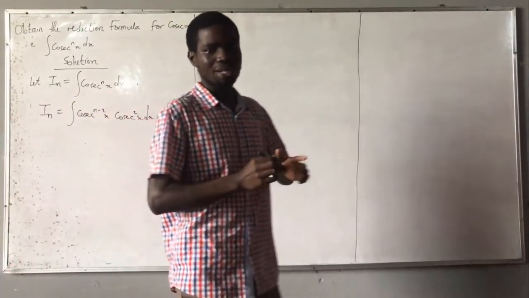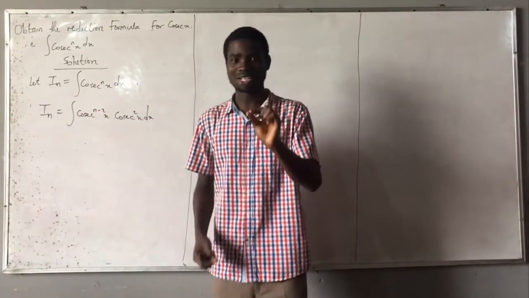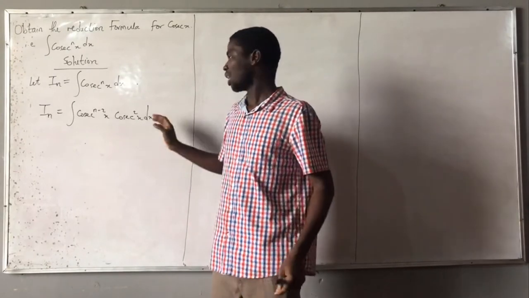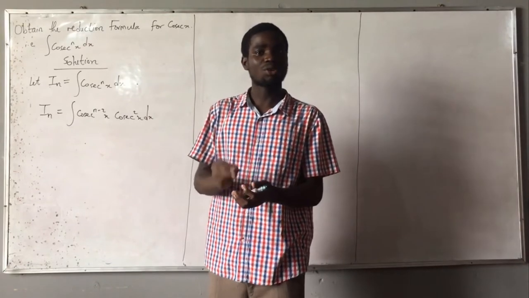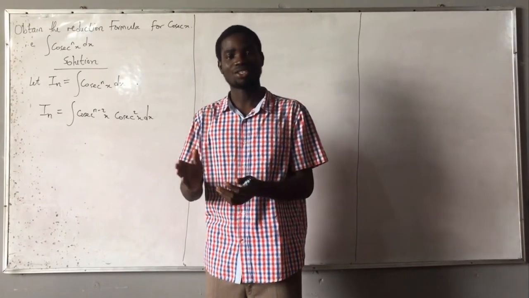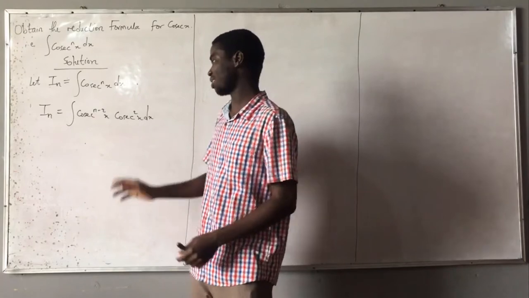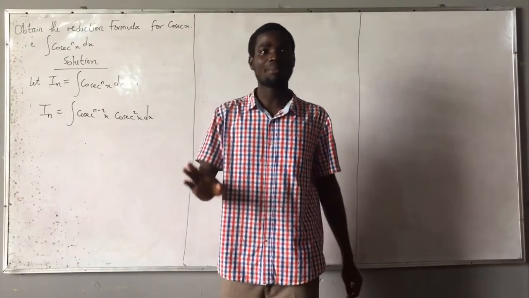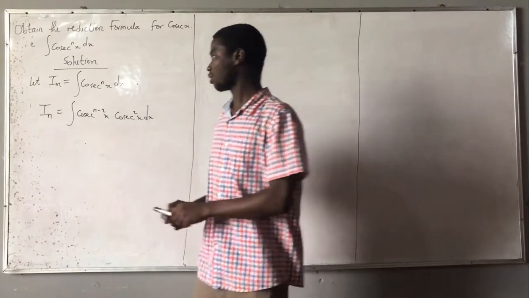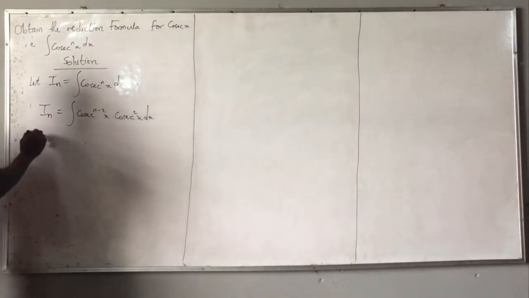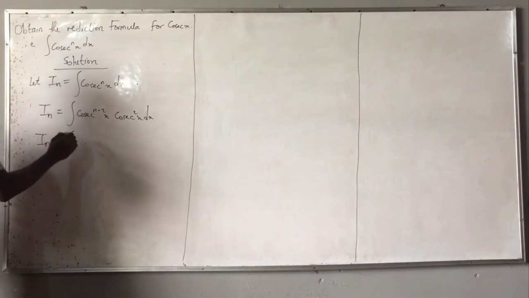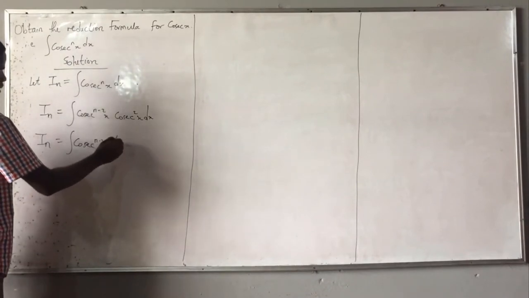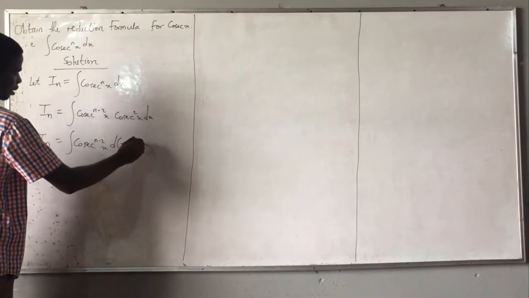So why did I do that? I am doing that because I know that if you differentiate cot x, you have minus cosec^2 x. So I'm going to do that because this is what I'm going to apply. I'm going to be applying integration by parts. So I_n is equal to the integral of cosec^(n-2) x d(minus cot x).